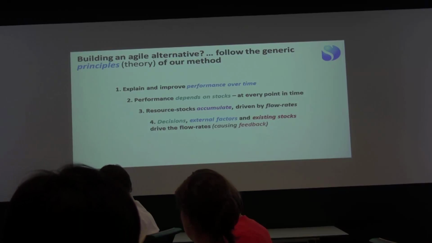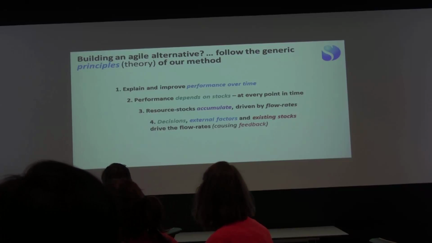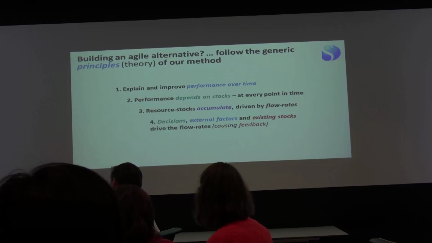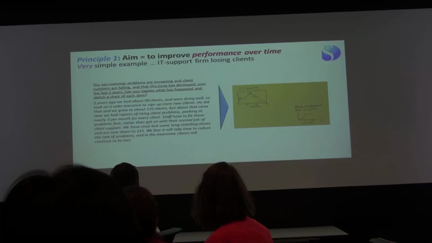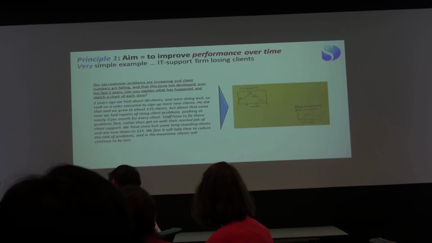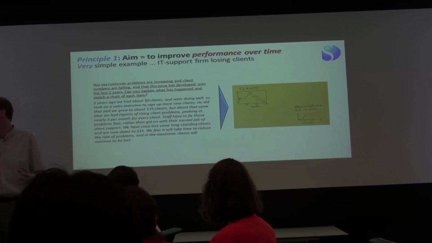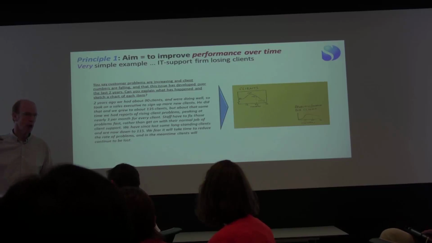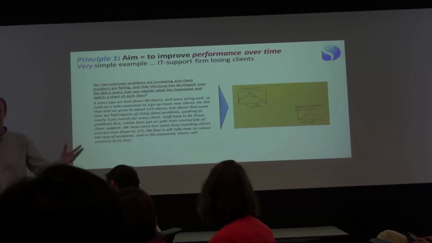So if we follow those principles, we can actually get something to answer some of these questions. And this is going to look really trivial because it's a really simple case, because that's what we need at this stage. We can get more complicated about it later. This is an IT support firm losing clients. It's a mid-sized firm doing IT projects for mid-sized clients. We're not talking about building IT systems for Shell or something here. We're talking about IT support for local hotels, law firms, garages, whatever.